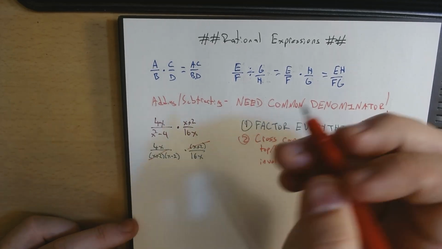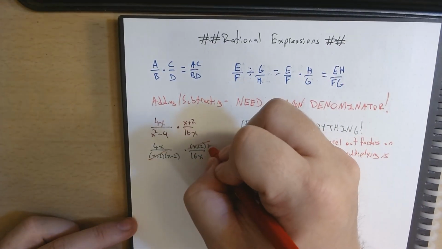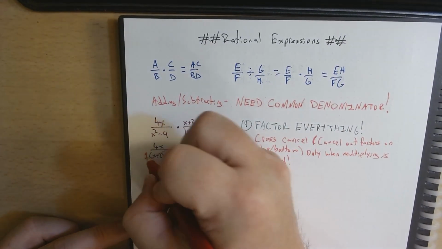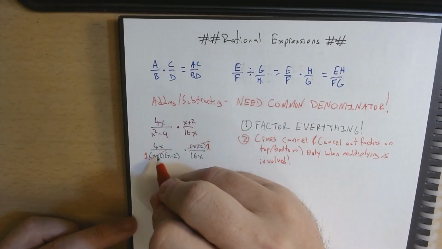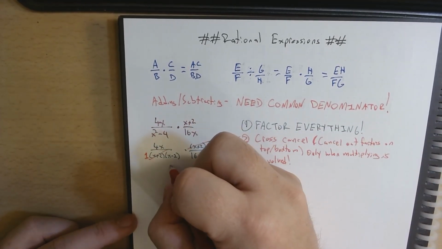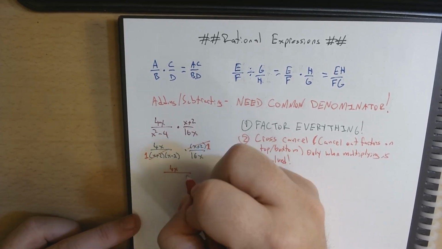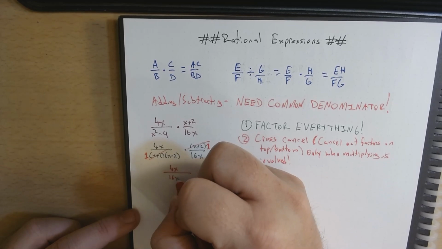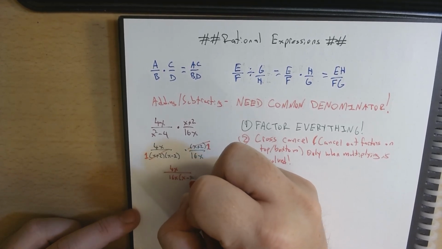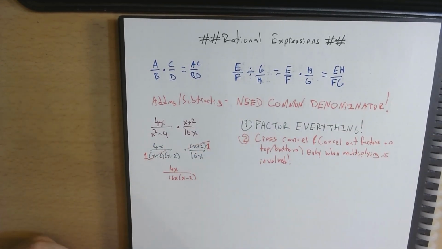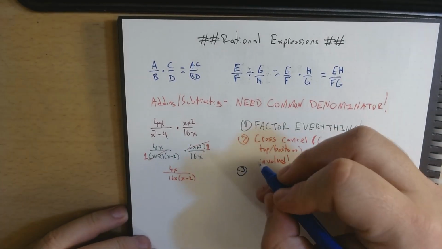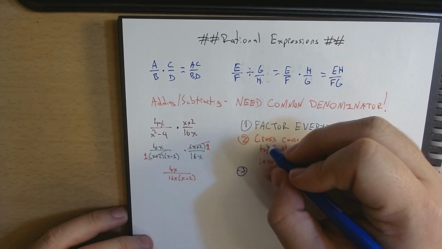Now you're going to multiply straight across, and these turn into 1s. They don't disappear, they just turn into 1. So 4x times 1 equals 4x. And then you get x minus 2 times 16x is 16x, x minus 2. And then the last step is, can you simplify?